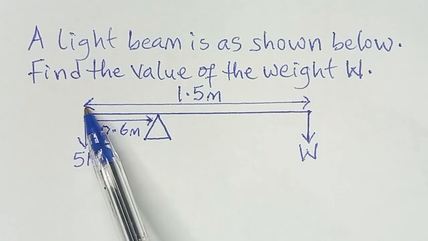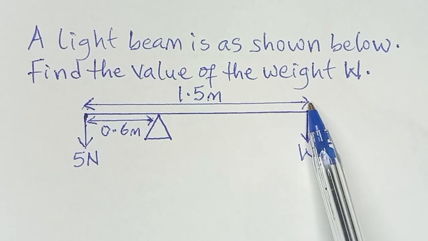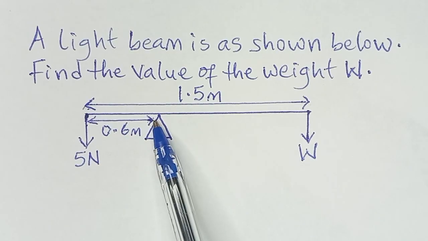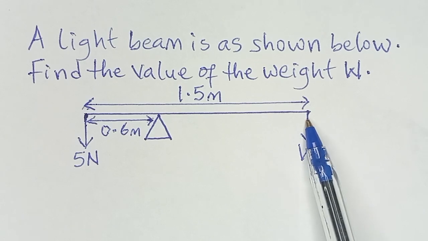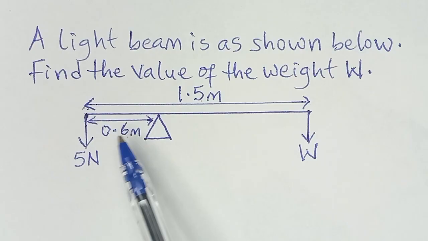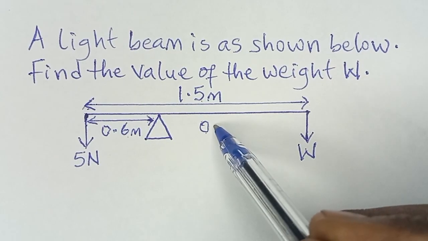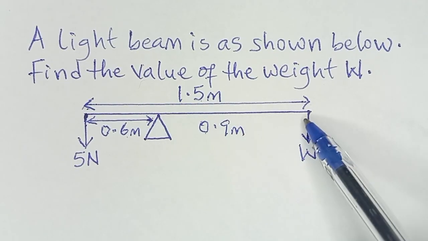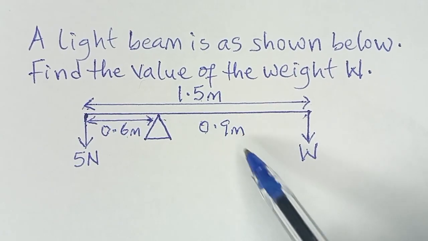So now the full length of the beam is 1.5, as you can see. 1.5 meter is the full length. And this point is 0.6 meter. So that means this remaining side from this pivot to where this weight is going to be 1.5 minus 0.6. And that will give us the value of this side as 0.9 meters. So that's the length here, 0.9 meters. So from here to here is 0.9 meters.